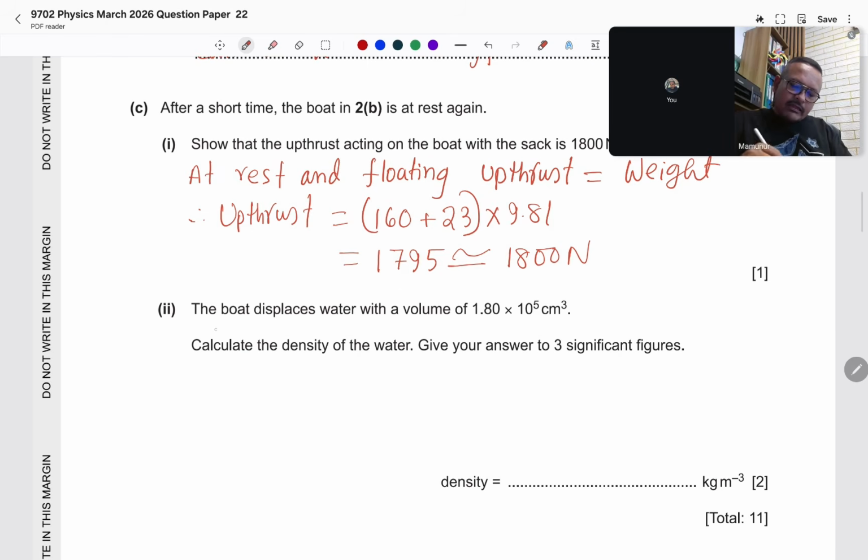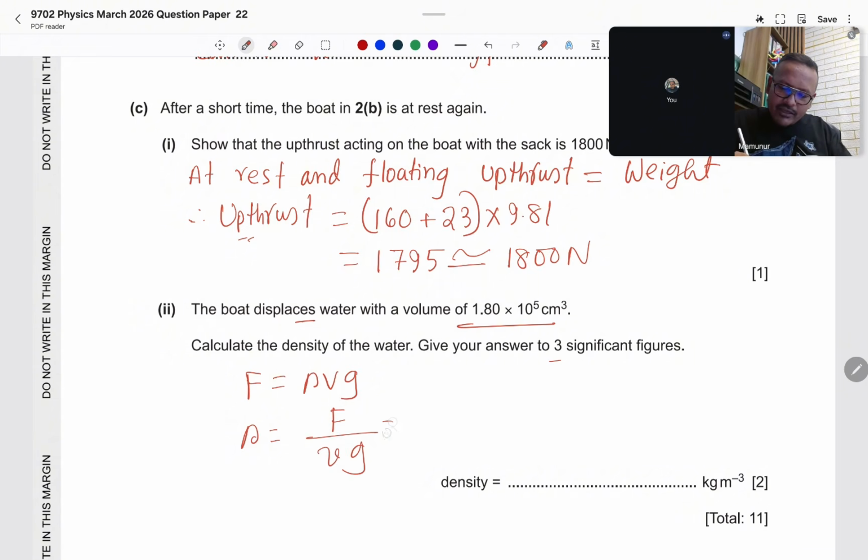Good. The boat displaces water with a volume of 1.8 into 10 to the power 5 centimeter cube. Calculate the density of water. Give your answer in three significant figures. Okay, 3SF. Upthrust is here. So, what is the equation of upthrust? Upthrust F equals rho Vg. So, we need to calculate the density. So, density rho equals F divided by Vg.